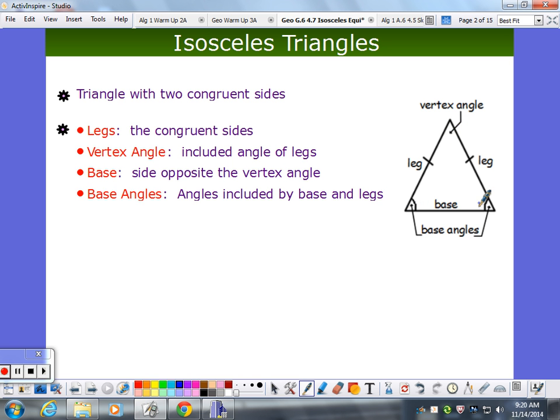The vertex angle is the included angle between the legs. And the base angles are the angles that touch the base. The base is the included side between those angles. So if I'm talking about the base angles, I'm talking about these two angles here. Okay, so just a little bit of vocabulary.